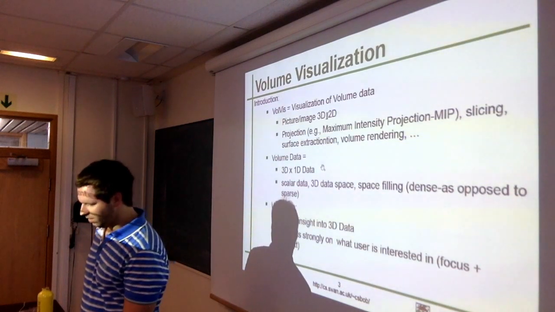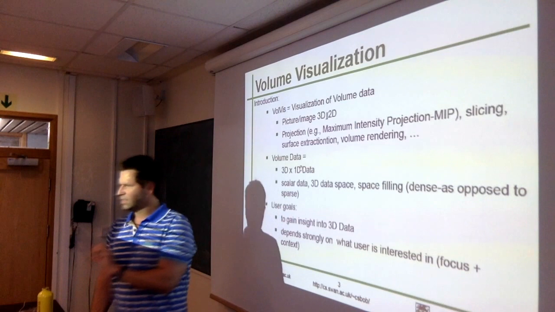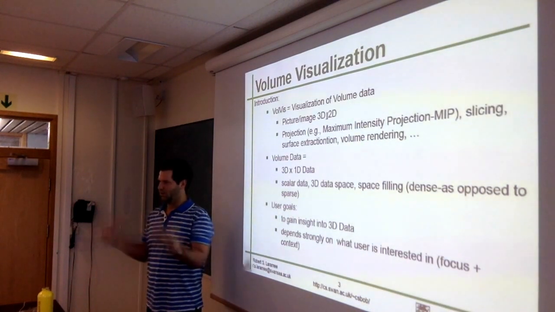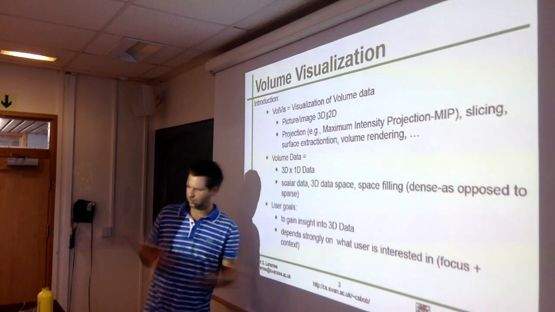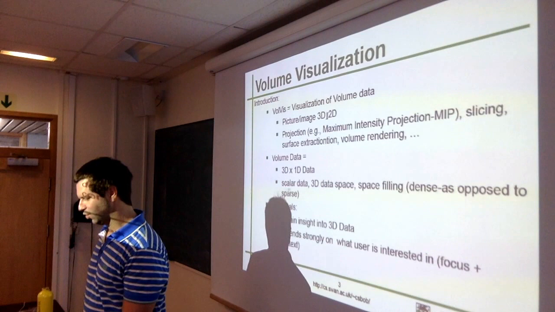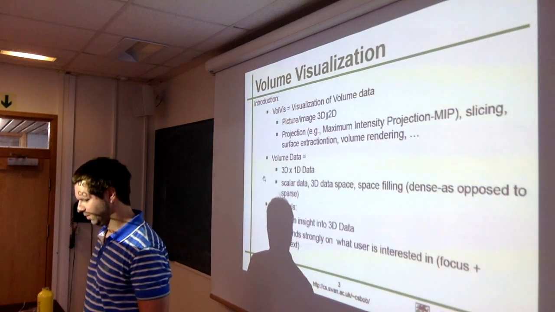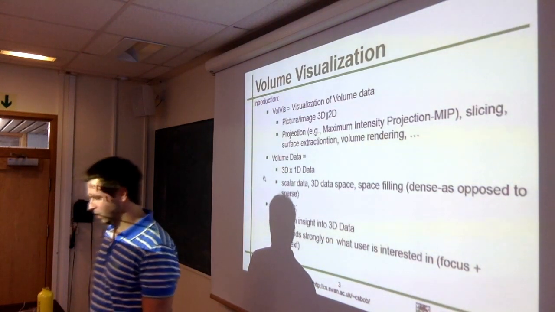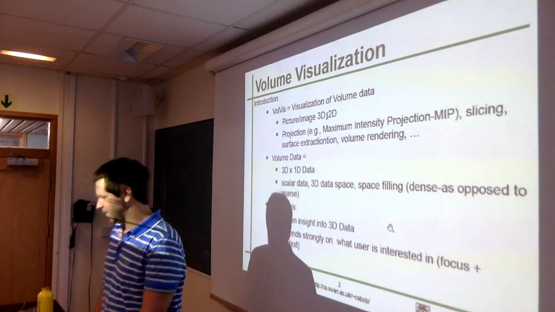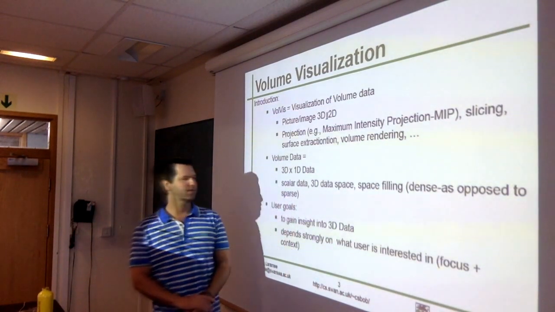So volume data is three spatial dimensions, but it's all usually the same. For example, the density of the volume is one example, or the temperature or something like that. That means we're usually dealing with scalar data, right? And how do we see what's inside? That's the big question.